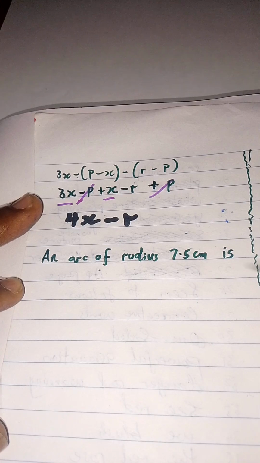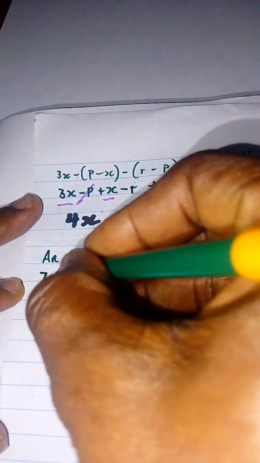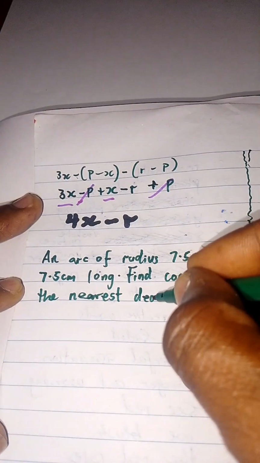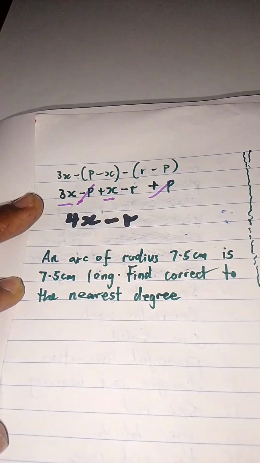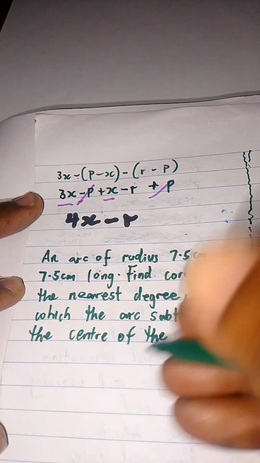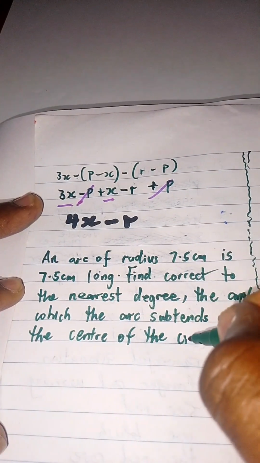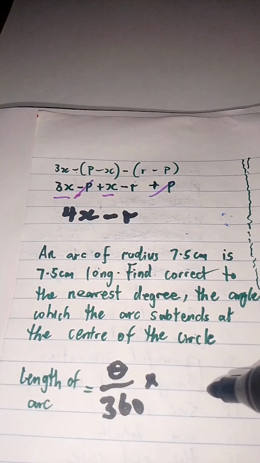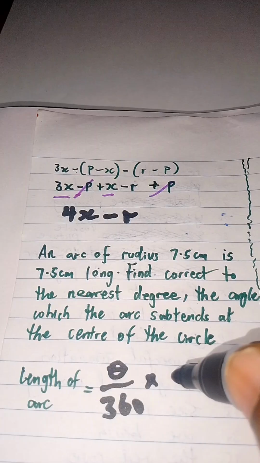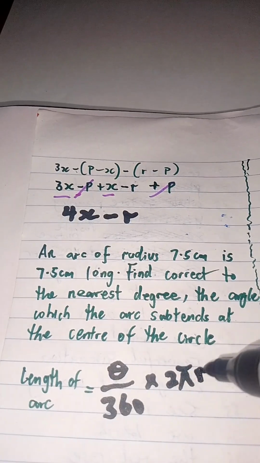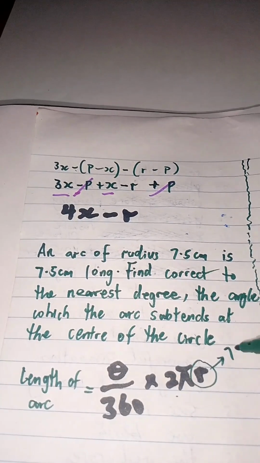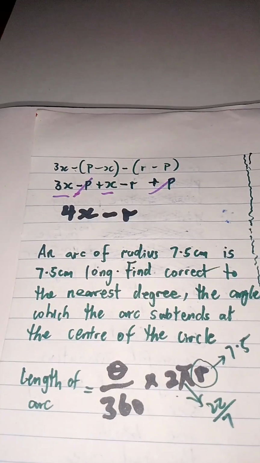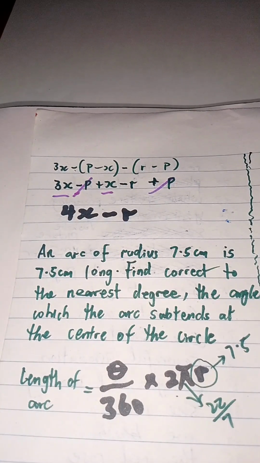An arc of radius 7.5 centimeter is 7.5 centimeter long. Find, correct to the nearest degree, the angle which the arc subtends at the center of the circle. First of all, we apply the formula. Length of arc equals theta over 360 times 2 pi r. Theta is unknown, r is 7.5, and pi is 22 over 7. Then length of arc is 7.5.